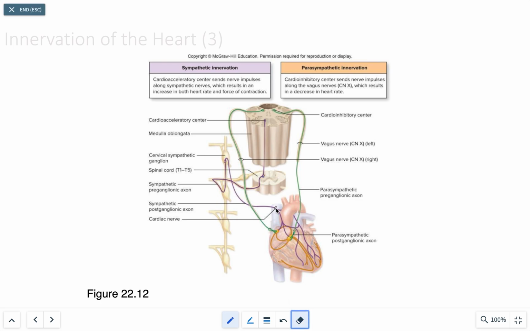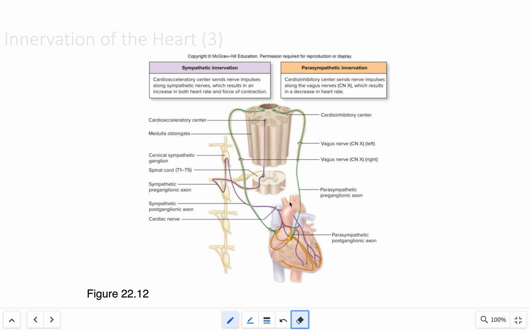And it's also going to come down into the ventricular system. It's going to come down and innervate the ventricles, which will cause an increase of force of contraction, which will increase the amount of blood flow exiting the heart.